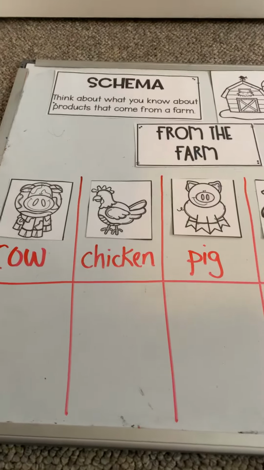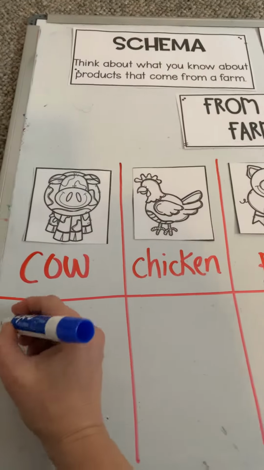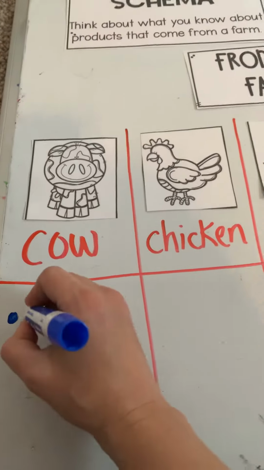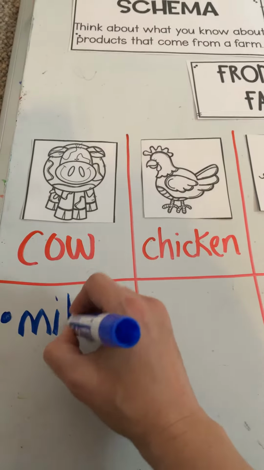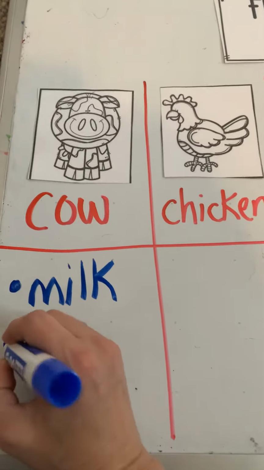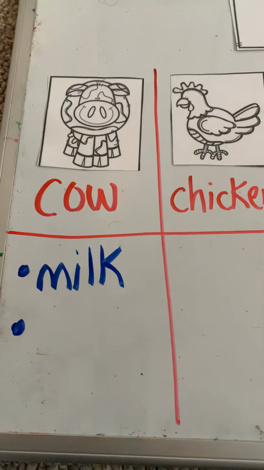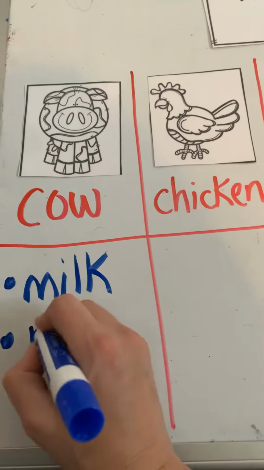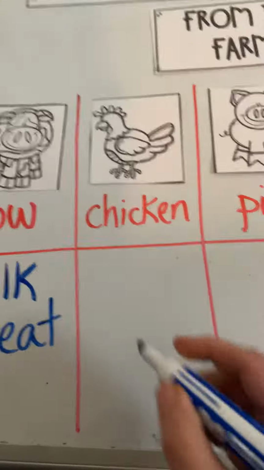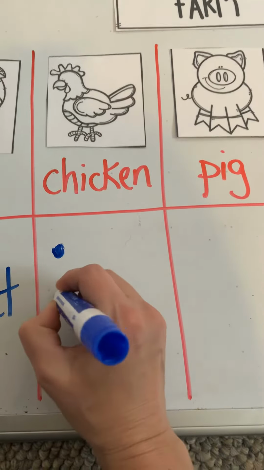So to make a list, I like to put little dots. So what comes from a cow? I could say, oh, milk comes from a cow. What else comes from a cow? And then right underneath, I could put another dot. What else comes from a cow? Did you say meat? You can eat their meat. See how many things you can think of. And then again, remember, under each one, make little dots.